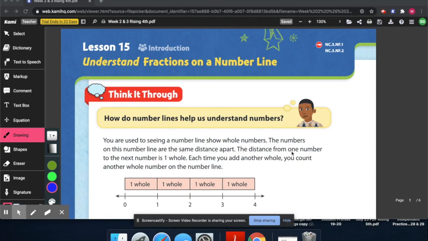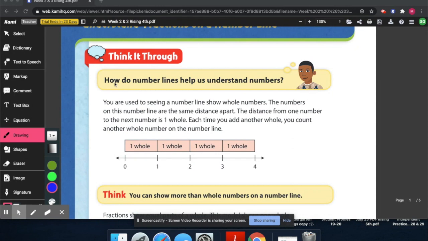Welcome back. We're still going to be working on fractions, but we're going to look at fractions on a number line. So we are given this question: how do number lines help us understand numbers?